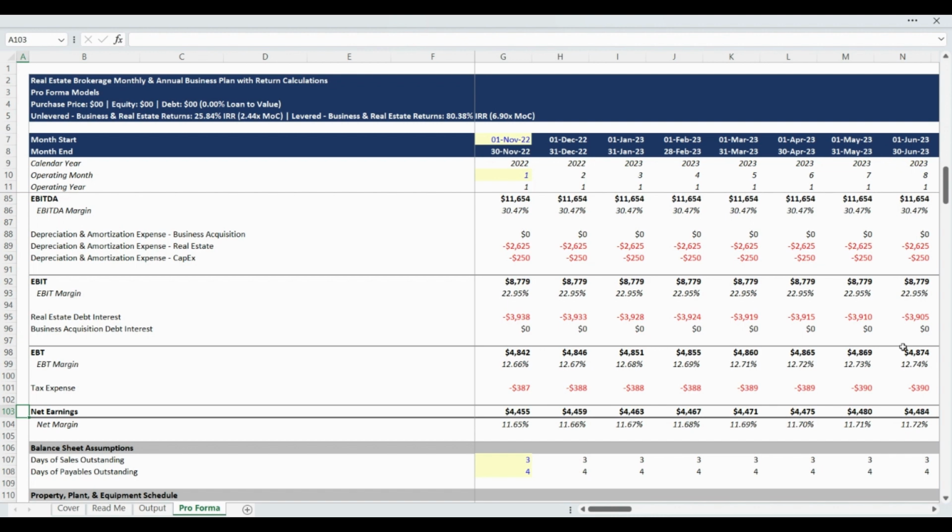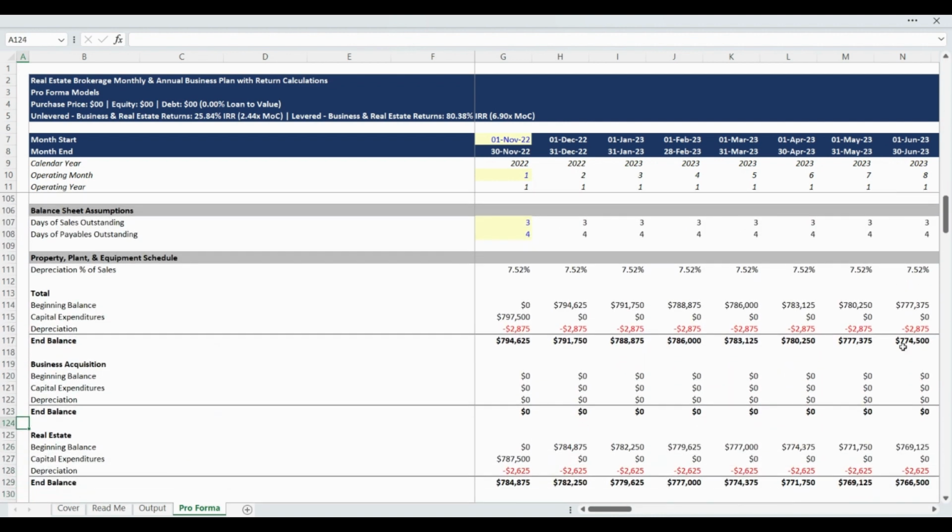Interest expense is segregated by interest on real estate debt if you are buying a facility and interest on the business acquisition. Interest expenses are deducted to calculate the earnings before taxes. Taxes are then deducted to determine the monthly net earnings and net margin.